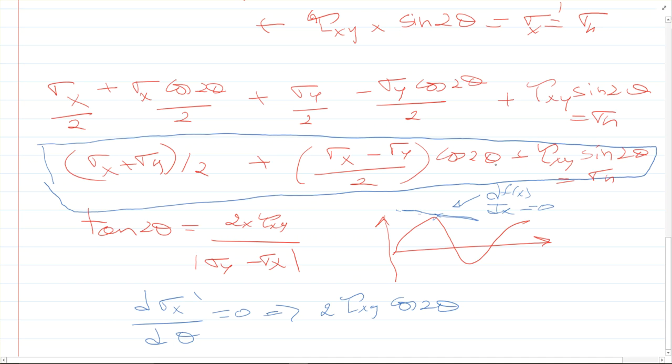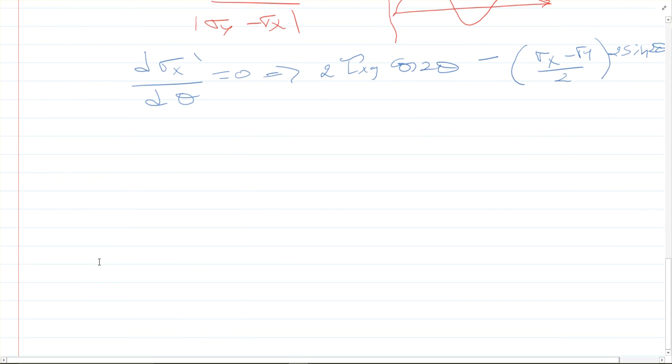And here we have cos 2 theta, so that would be minus 2 sine 2 theta. So we have minus sigma x minus sigma y on 2 sine 2 theta. Okay, I'm running out of space again. Let's back down. Okay, and that is equal to 0.